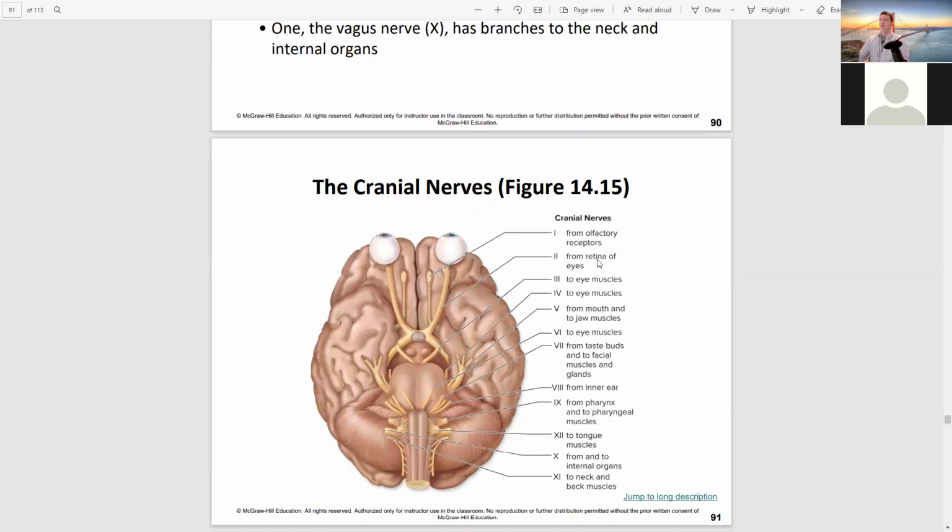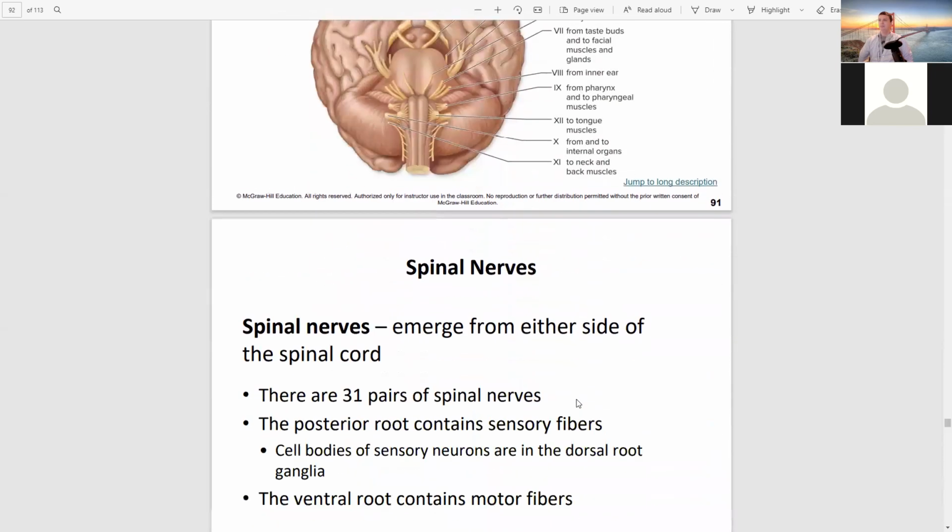So there's lots of cranial nerves. We have some from olfactory receptors, from the retinas of the eyes, to the eye muscles, from mouth into the jaw muscles, from taste buds into facial muscles and glands, from the inner ear, from the pharynx and the pharyngeal muscles, to tongue muscles, and then from and to internal organs.